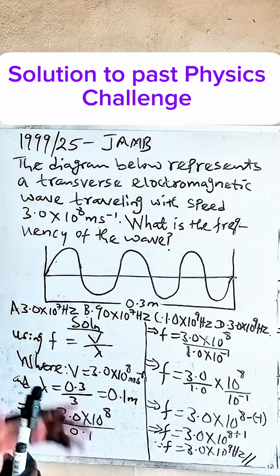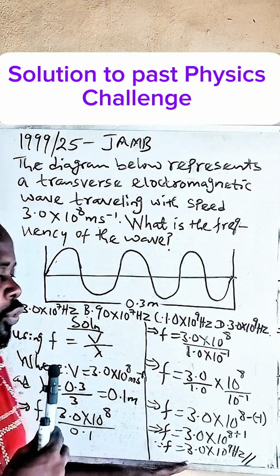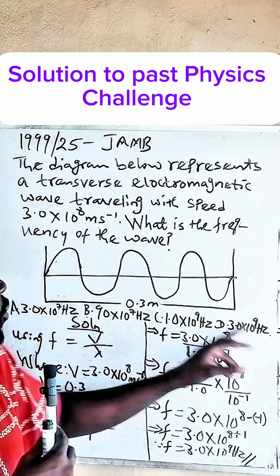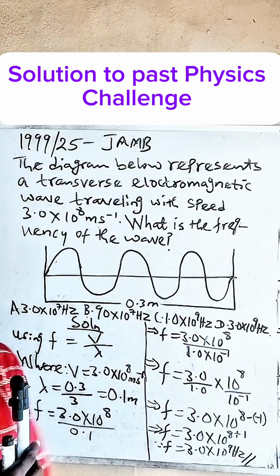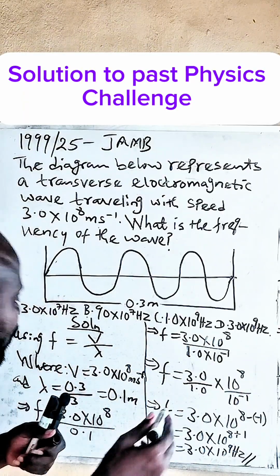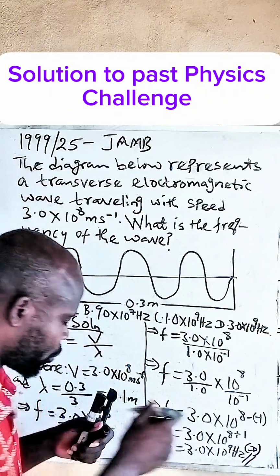Let's check the options and see the one that best suits the solution. Of course, it is D. So those of you choosing A, B, C, you are wrong. D is the right option to this particular question. So D is the best option for it.